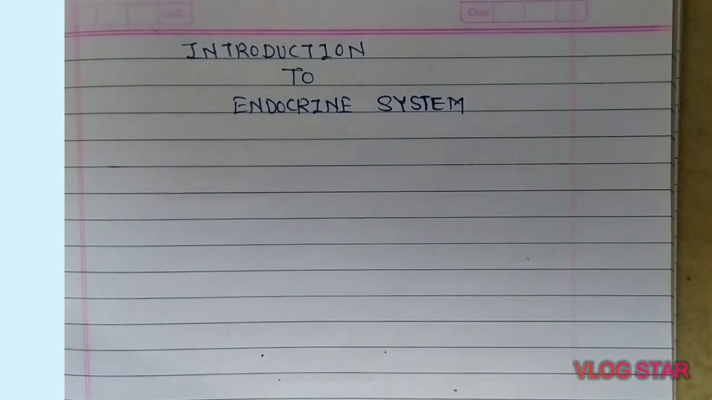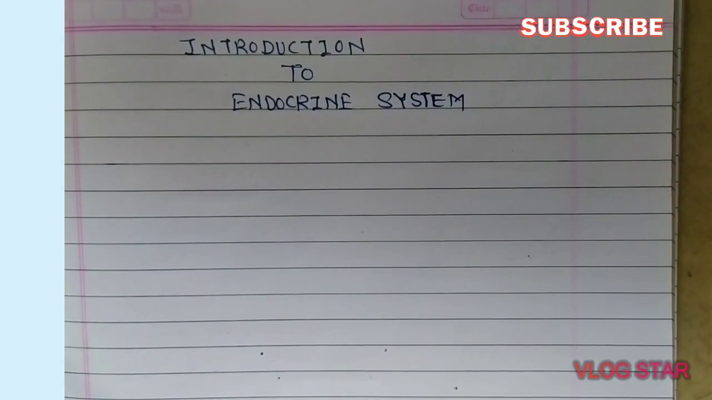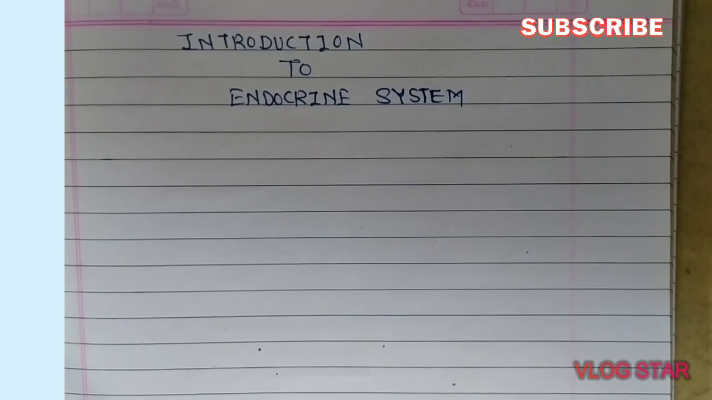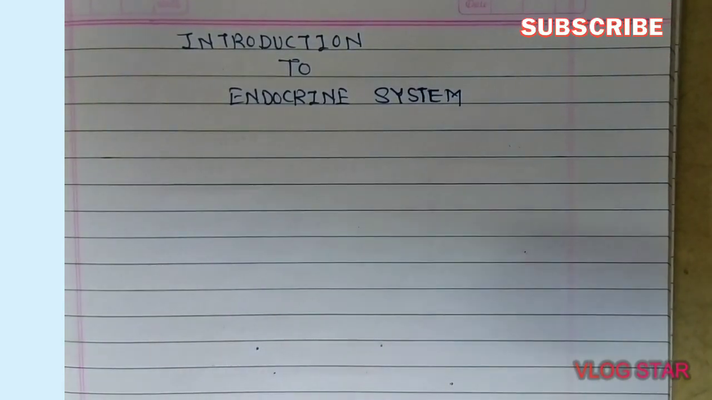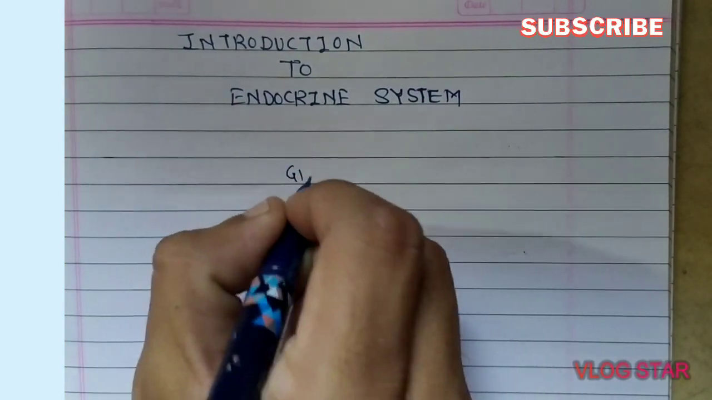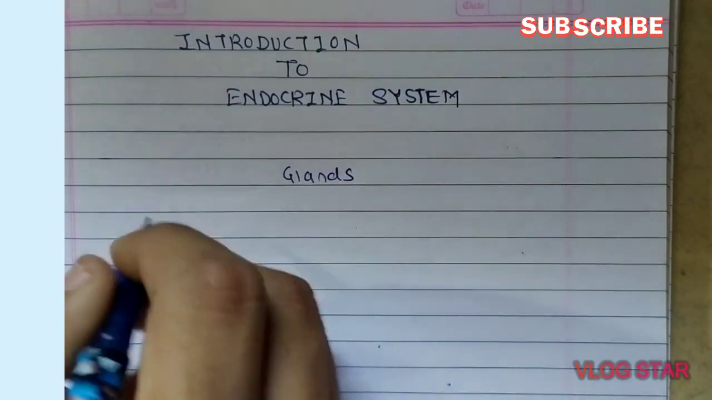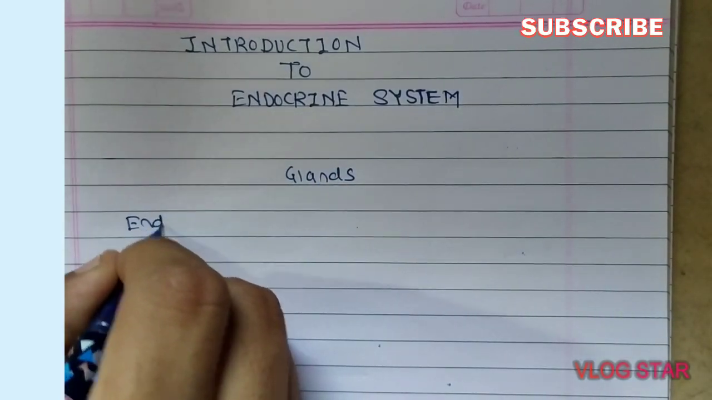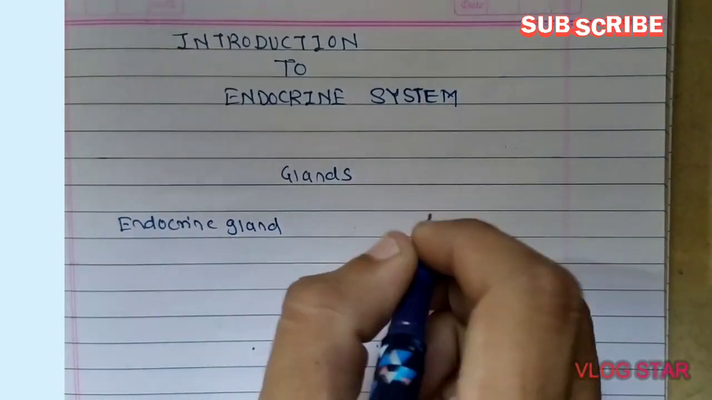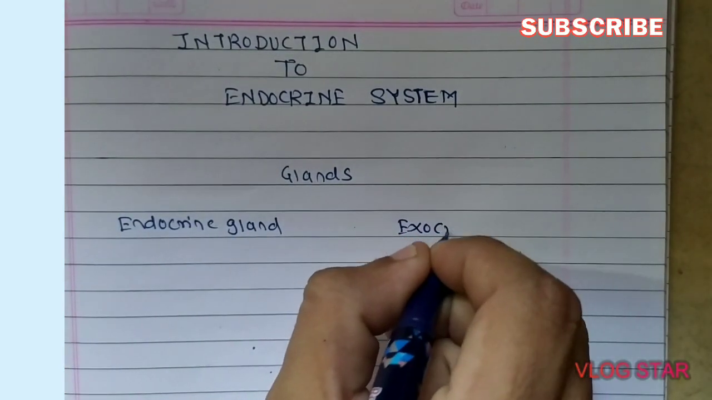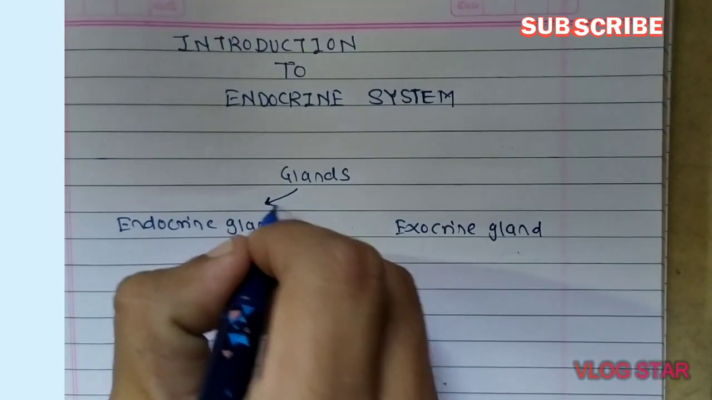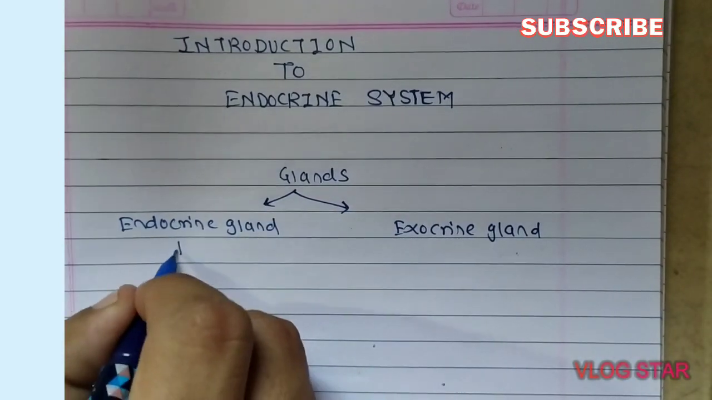So today we will learn about the endocrine system in detail. Before going into the detail of the endocrine system, let us talk about another concept. Our body usually consists of two types of glands. First is the endocrine gland and second is the exocrine gland.